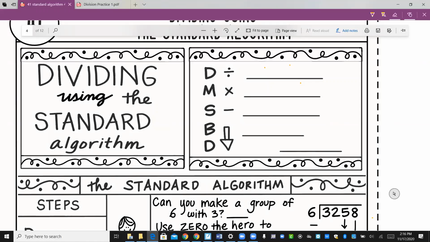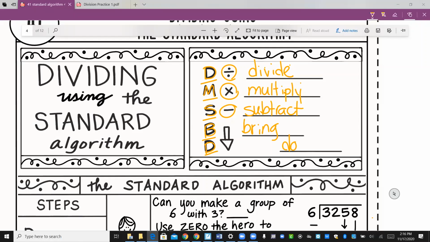D, M, S, B, D. So as we set up a problem, we're going to rewrite the letters D, M, S, B, D on the side of our page as we solve. Remember, D stands for divide. M stands for multiply. S stands for subtract. And BD stands for bring down.